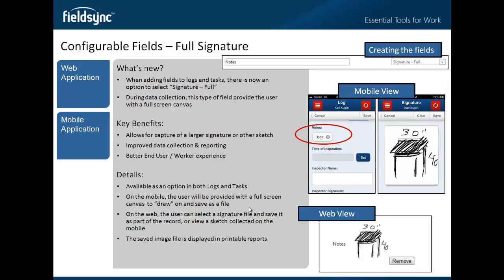Similar to that, we also have another configurable field type called full signature. What it does is bring up a blank canvas for you so that you can either capture a larger signature. You can do a drawing if you need to. So when you're creating the field, you'll choose Signature Full, and during the data collection mode on the mobile, you'll see an Edit button. This will bring up a blank canvas and allow you to mark up or draw on this canvas, save the image, and again, that will be visible to you on the web.